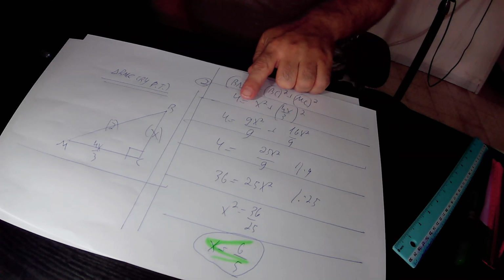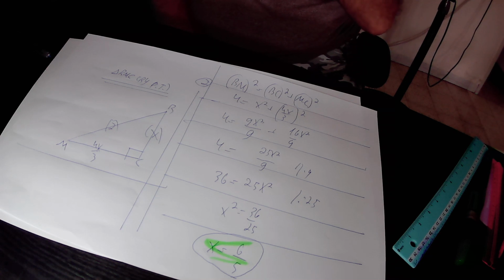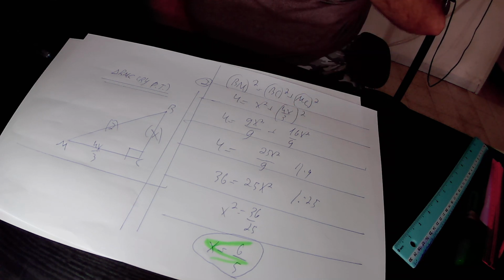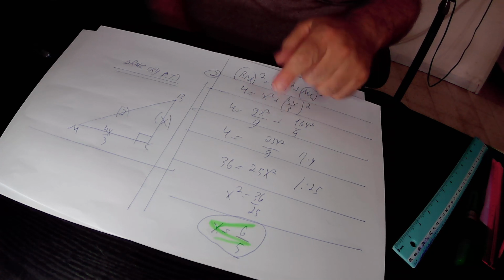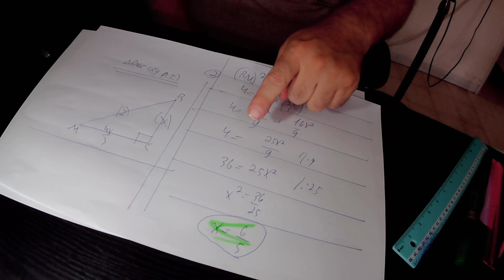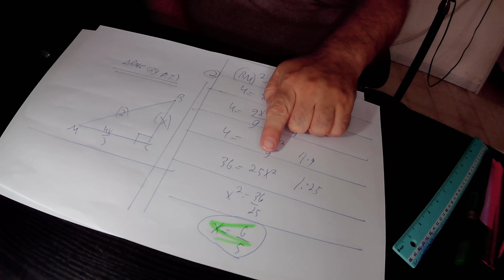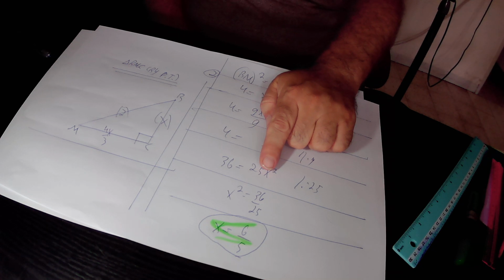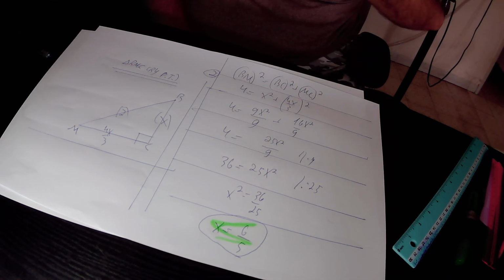So in total we found that 4 equals 9x squared over 9 plus 16x squared over 9. So 4 equals 9x squared plus 16x squared, which is 25x squared over 9. Here we multiply this equation by 9 and find that 25x squared equals 9 times 4, which is 36. Dividing by 25, x squared equals 36 over 25. Taking the root, x equals the square root of 36, which is 6, over the square root of 25, which is 5. So x equals 6 fifths.